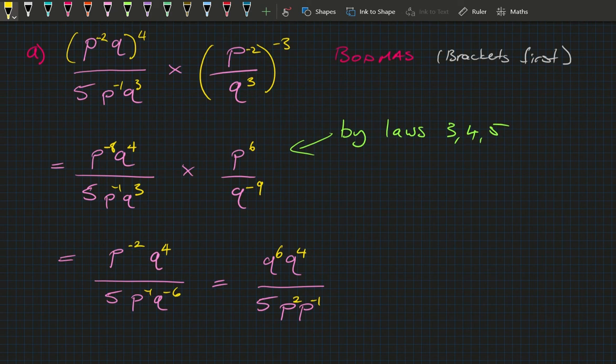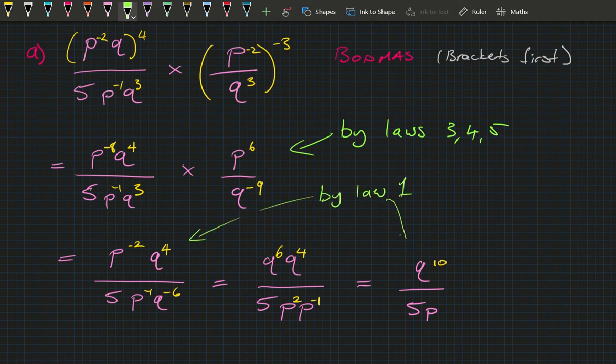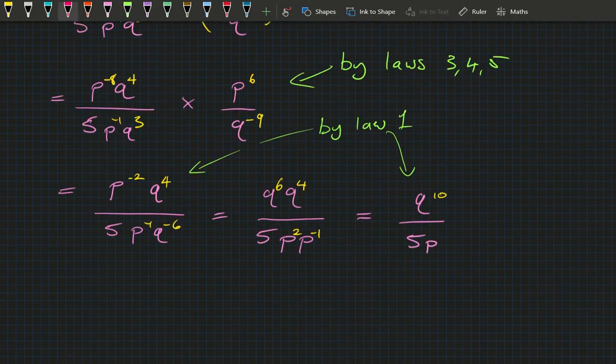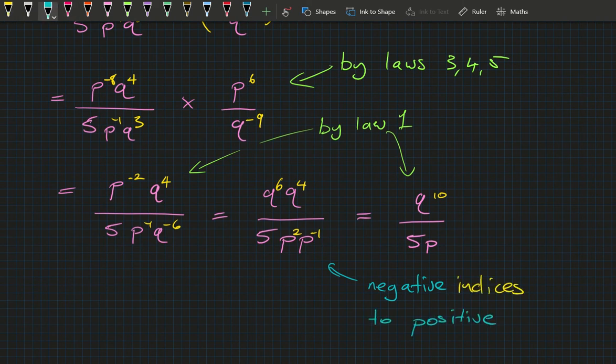So p to the 2 times p to the minus 1 is p to the 2 minus 1, which is just p. And at the top, we're going to get q to the 10. So we end up with q to the 10 on 5p. So just to say, I've used index law 1 in the last step and the third last step. And in the second last step, I converted negative indices to positive.